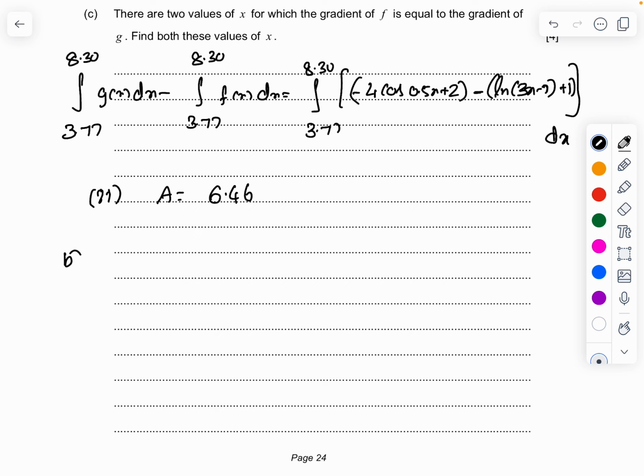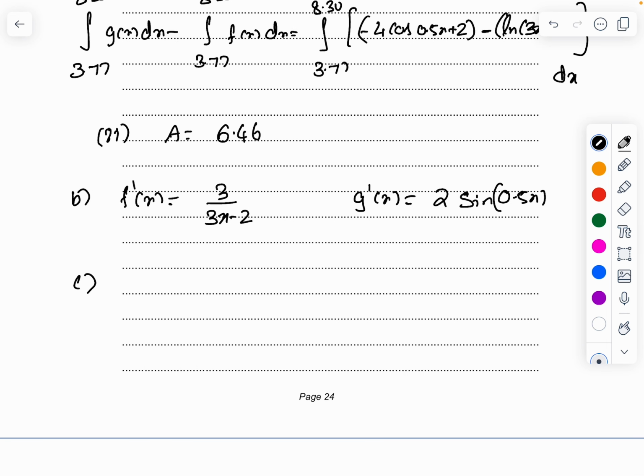Now in part B, he is asking for f prime x. This is a basic one: 3 upon 3x minus 2. Then g prime x is going to be 2 times sine of 0.5x. Now in part C, f prime x equals g prime x. So use the calculator. You should be getting x as 1.43 and another x value of 6.10. That's going to be the answer.